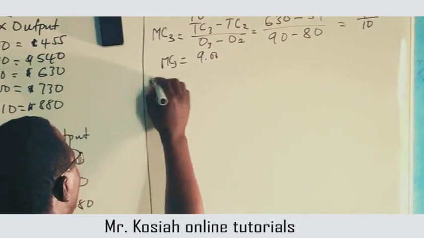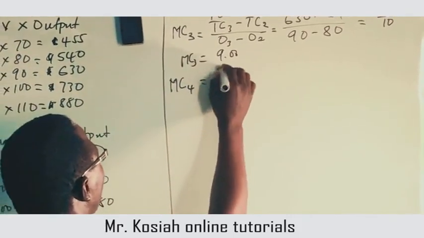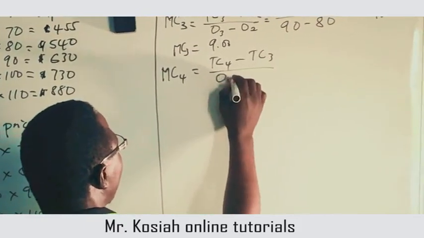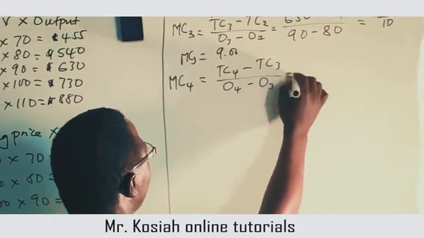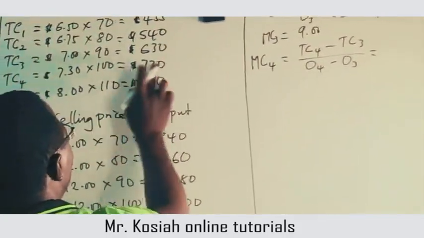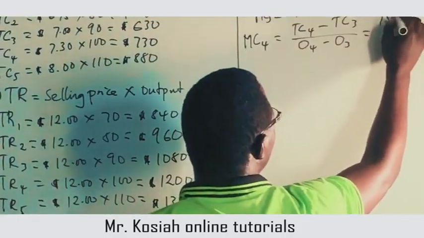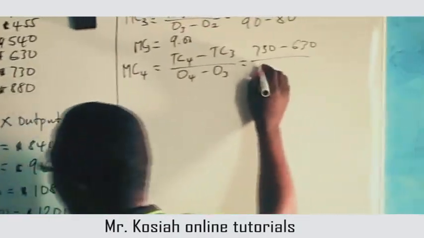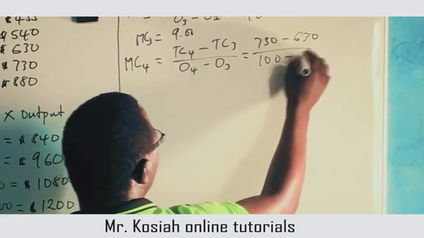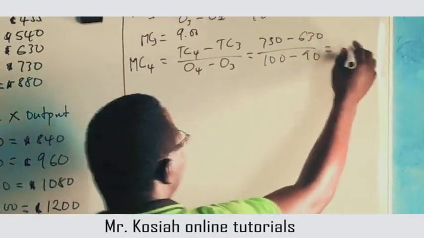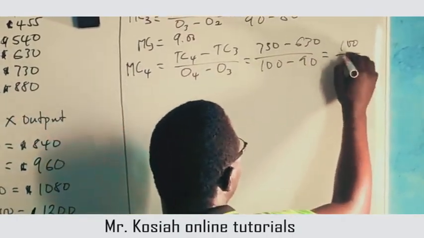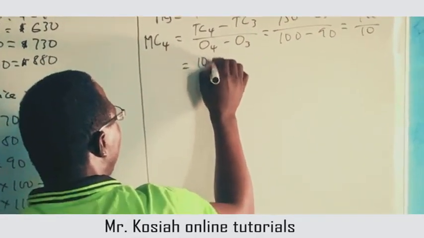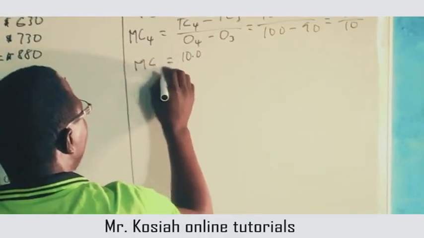So we come to marginal cost at 4. This is equal to total cost at 4 minus total cost at 3, all over output at 4 minus output at 3. What is the total cost at 4? We don't need to go further, we come here again. 730 minus total cost at 3, which is 630, all over output at 4, which is 100, minus 90. When we subtract this, automatically it is 100, and then divided by 10. So this is equal to $10, which is the marginal cost at 4.